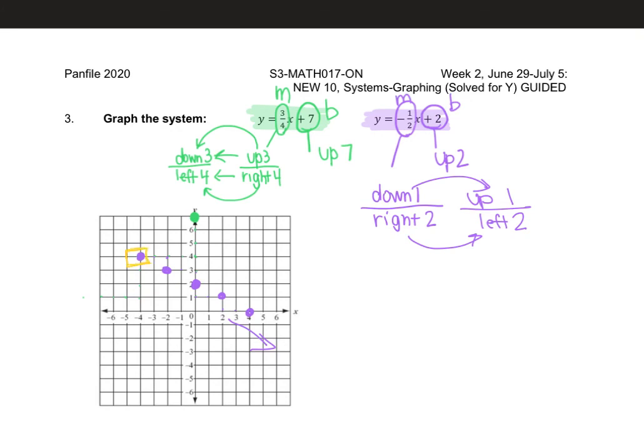Okay, now that I found it, again, I want that ordered pair. I have to count my X and my Y. So how many over? -1, -2, -3, -4. How many up? 1, 2, 3, 4. So my ordered pair answer is -4, +4. And I'm all done.